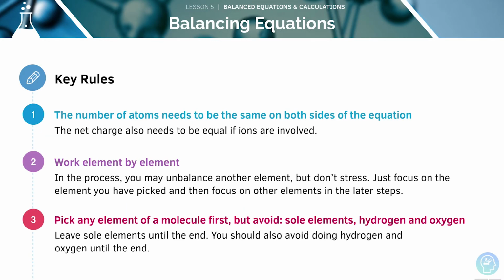Let's recap those key rules again. First, we need to remember that we need the same number of atoms on both sides of the equation for it to be balanced. Next, we need to work element by element, so we need to pick an element to balance first. Finally, we need to remember to pick one in a molecule before moving on to the others.